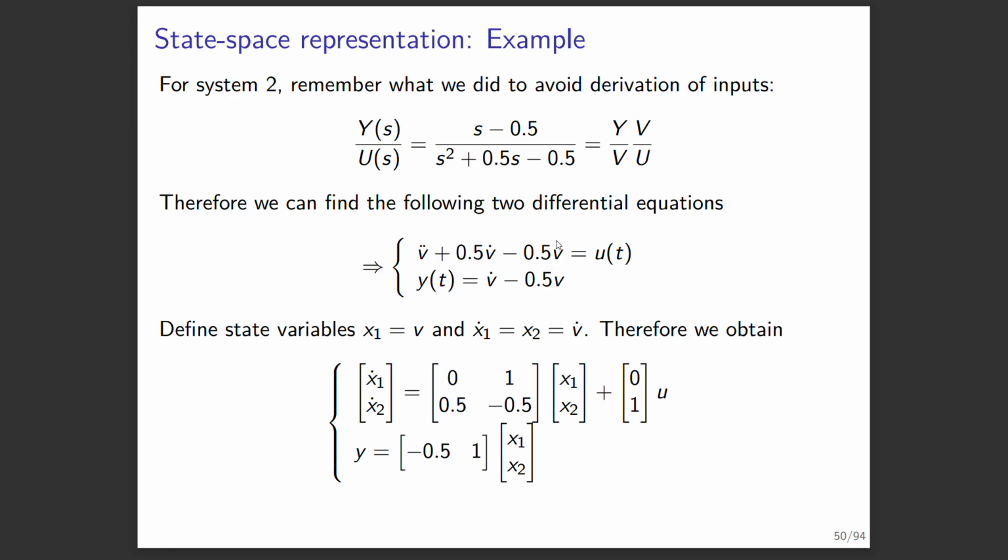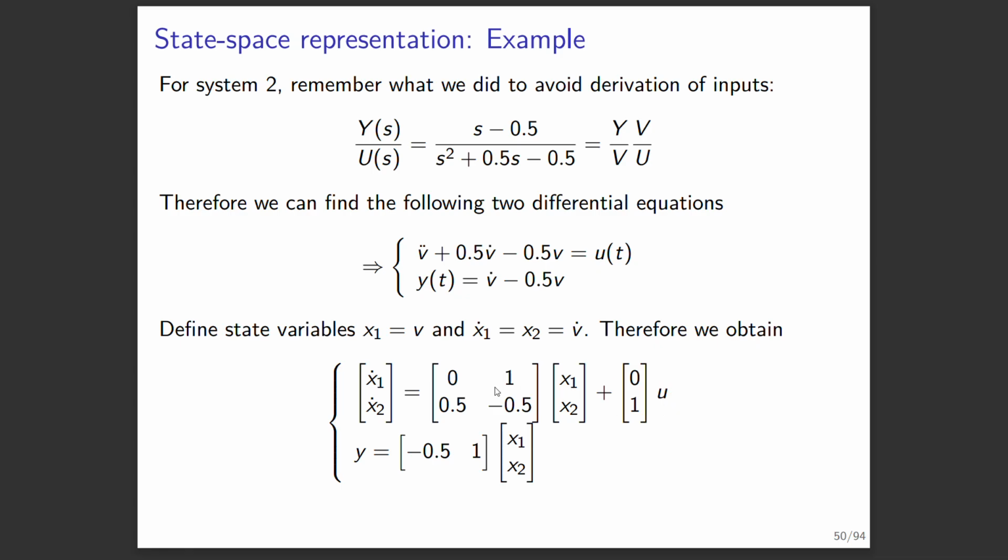Then what we do is that now we want to write the state space representation for these two equations. So what I can do is to call v my first state x1, v dot now would be x2, and therefore I can write this first equation here as x2 dot equals negative 0.5 x1 negative 0.5 x2 plus u. This is plus u.